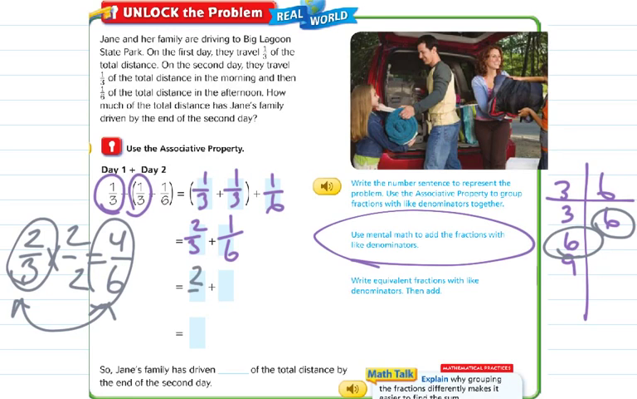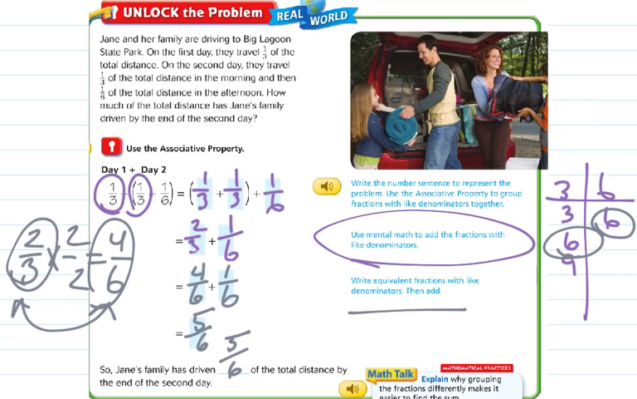So we have 2/3 plus, let me look at that really quick again, boys and girls. So yes, 4/6 is how we rewrite 2/3. So we're going to write down 4/6 plus 1/6. Now that the denominators are the same, we've written the equivalent fractions and we add them together and we get 5/6. So Jane has driven a total distance of 5/6 at the end of the second day.